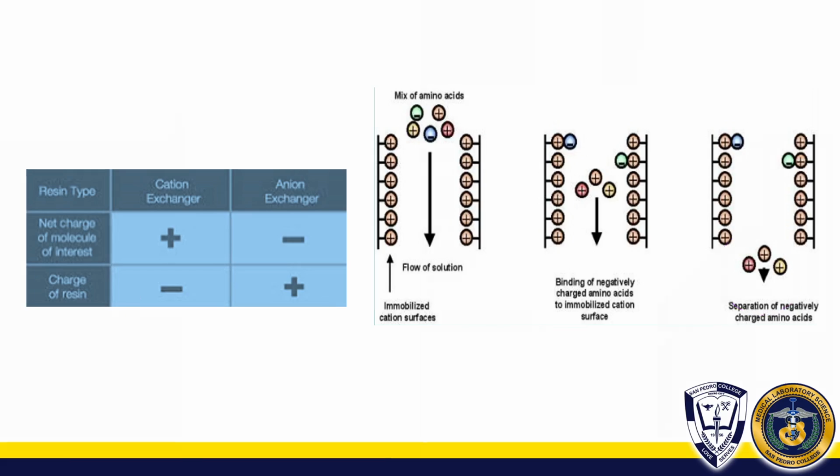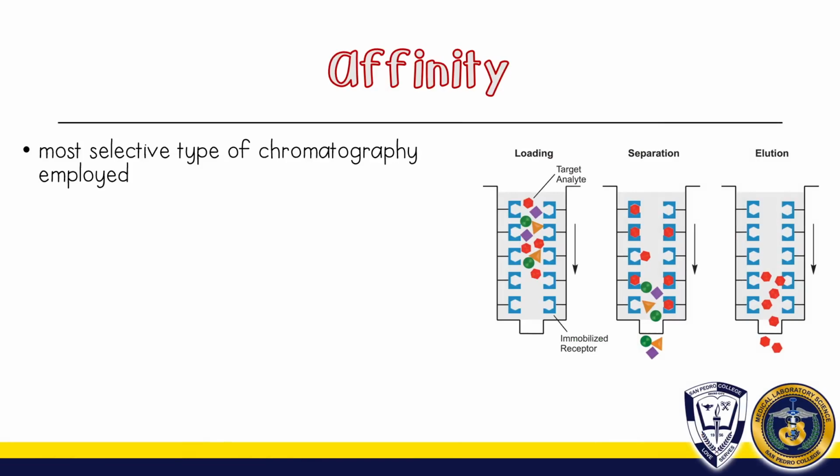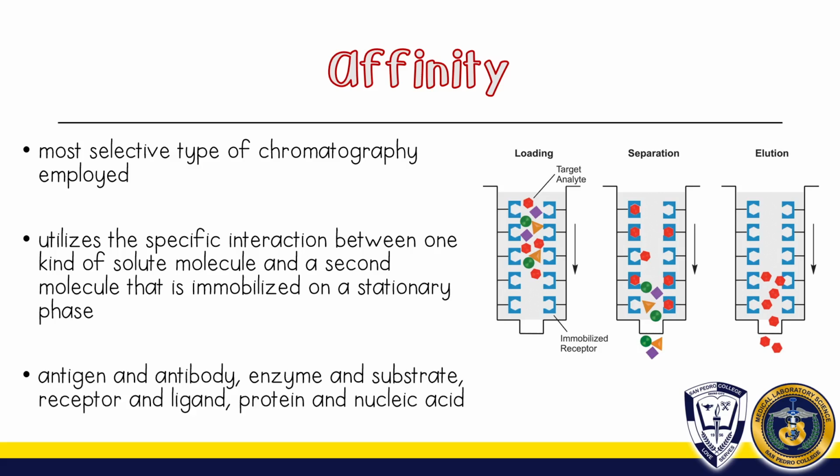Now we go to the last part, your affinity chromatography. Among the 5 different types of separation technique, affinity chromatography is actually the most selective type of chromatography. As to the reason why, it is because it utilizes specific interactions between one kind of solute molecule and a second molecule that is immobilized on a stationary phase.